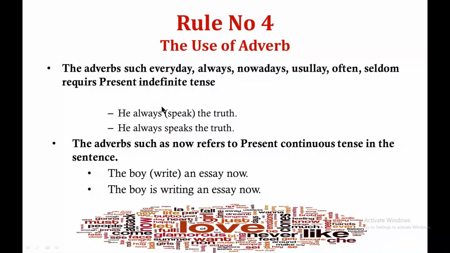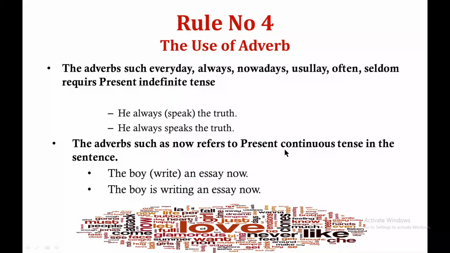So there is always over here, so always predicts that you have to use present indefinite tense. With a singular subject, you have to use s with the verb. So it will become, he always speaks the truth. So this becomes very easy for you. What you need to see is the adverbs. If there is one adverb from these in the sentence, you have to use present indefinite tense.